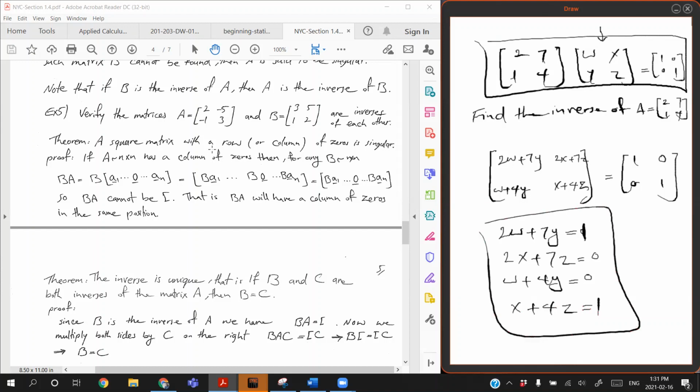Isn't that a linear system? 4 equations, 4 unknowns, right? So everybody work on this problem. Try to find the inverse of the matrix A. I'm going to give you 10 minutes for this.